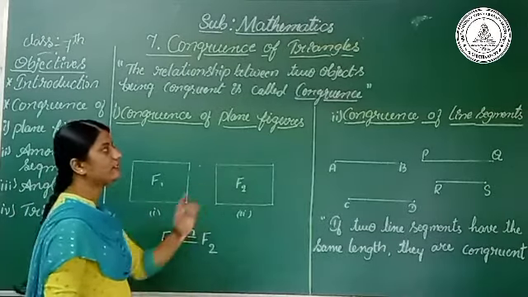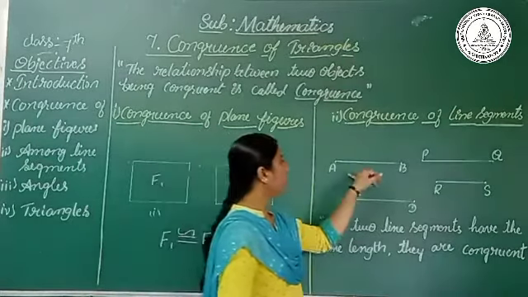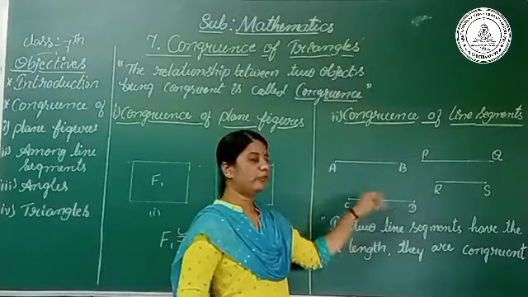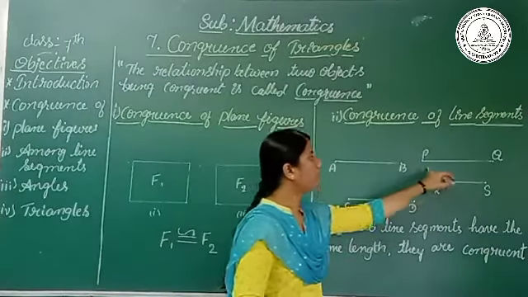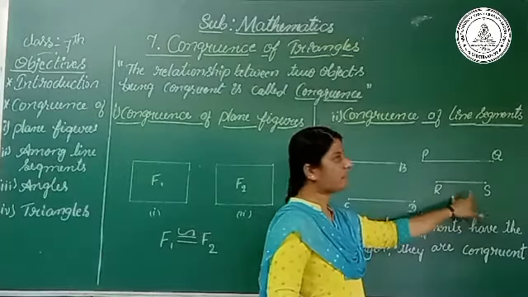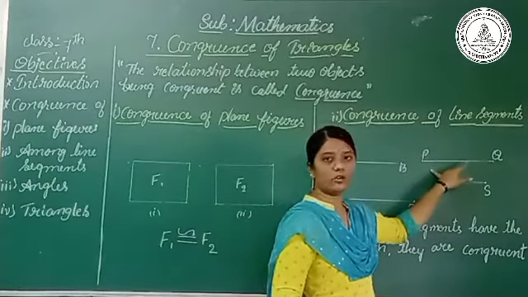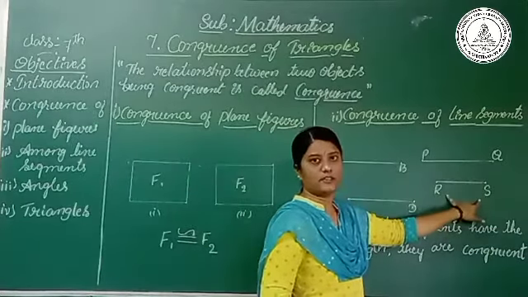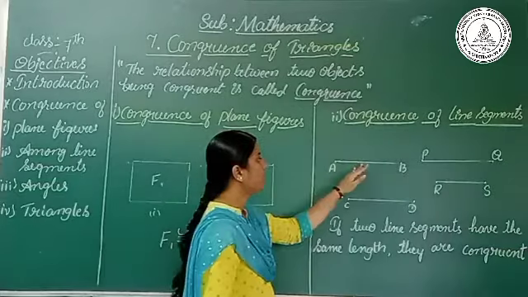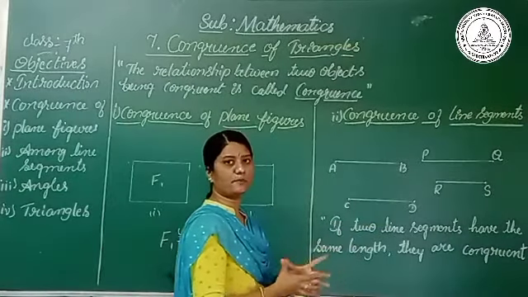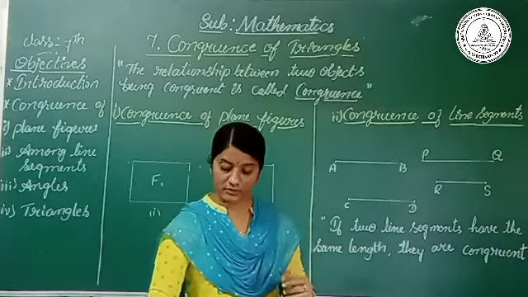Then let's move on to the second one, congruence of line segments. Here you can observe line AB and line CD. Can you tell me by observing these two whether they are congruent to each other? Here are line PQ and line RS. By observing, we can say these two are not congruent. Why? Because the length of PQ is more than RS. But at the same time, here we can't say. Two line segments may appear to have the same length, but we can't say whether they are congruent or not. So let's do an activity.